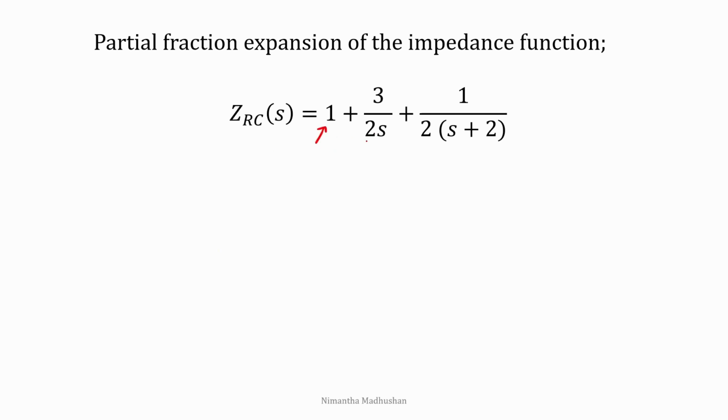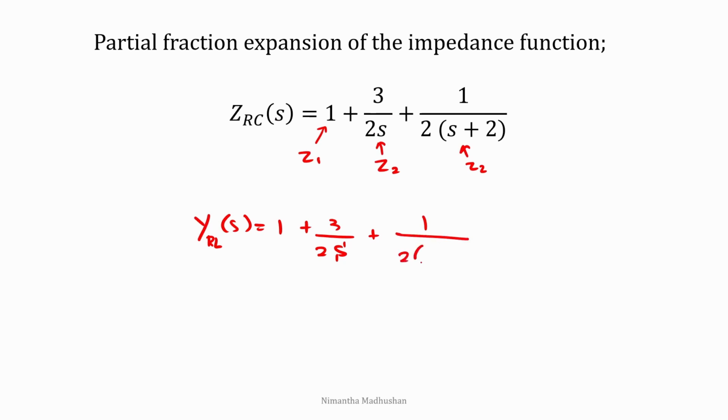And these are the small impedance values in the RC function, Z1, Z2 and Z3. Now it is equal to the admittance value of the RL network. Then 1 plus 3 over 2S plus 1 over 2 times (S plus 2). These are equal to the small admittance values Y1, Y2, and Y3. Now we are constructing the RL network.